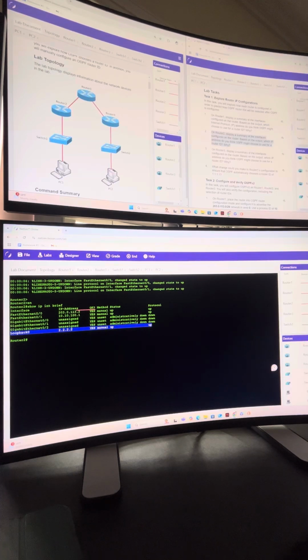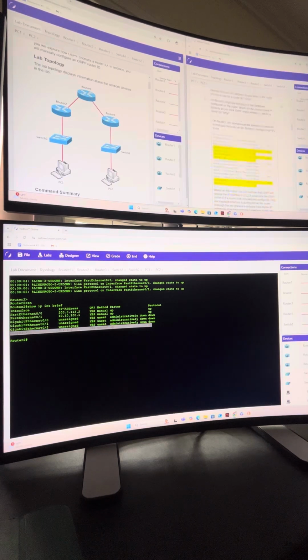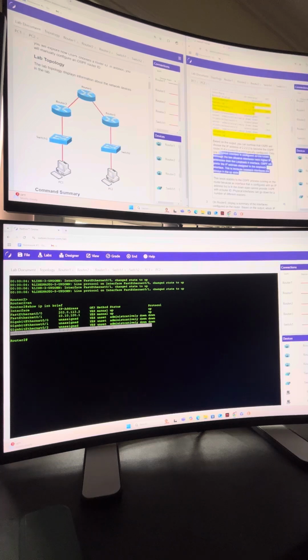Let's see what Boson is going to say. So right here it says, based on the output, you can surmise that OSPF would choose the IP address of all 2s to become the OSPF router ID if a router ID is not manually configured. Only one loopback interface is configured on the router. Although the 2 physical interfaces have higher IP addresses than the loopback 0 interface, OSPF will prefer the IP address assigned to the loopback interface.